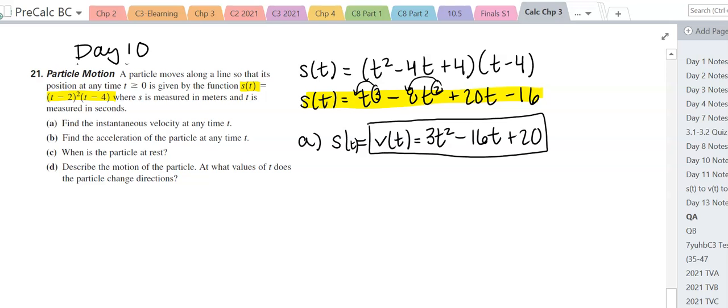Part B, find the acceleration. Okay, so we should know that when we take the derivative of velocity, we get acceleration. So we're just going to take the derivative again now. Bring our exponent forward. That's going to be a 6t and then minus 16.